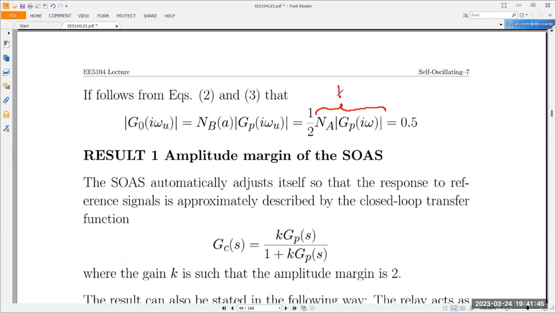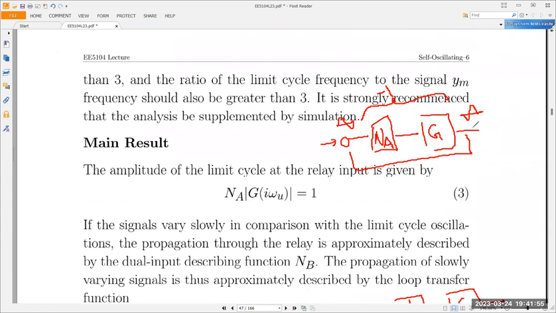And what is this frequency? And what is this 0.5? This frequency omega u is this frequency here. All right, this is A sine omega u t. At this frequency, if you draw the Nyquist curve of this, the Nyquist curve will look something like that. Maybe I just draw it something like that.